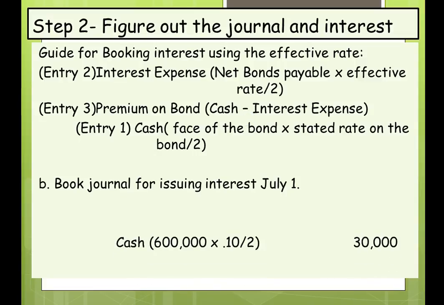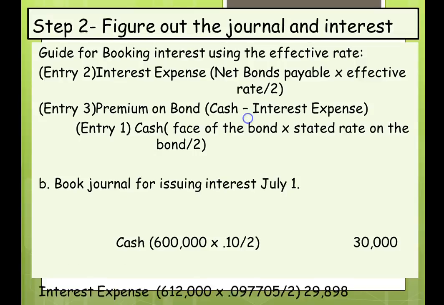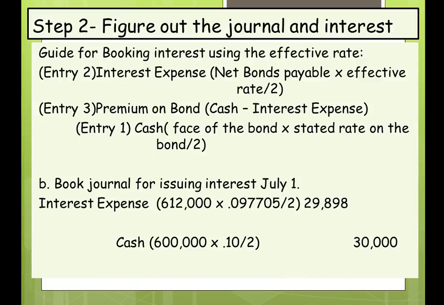So in our first entry, the cash will be 30, just like it was with the straight line method. But interest expense is going to be different because we're going to take the 612 times our effective rate divided by 2, and then the plug is going to be 102.